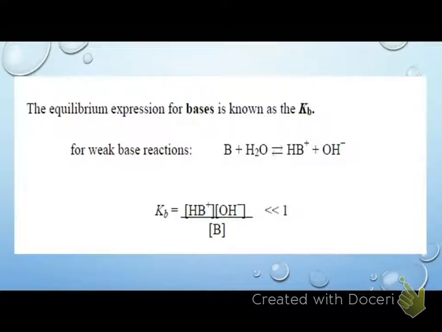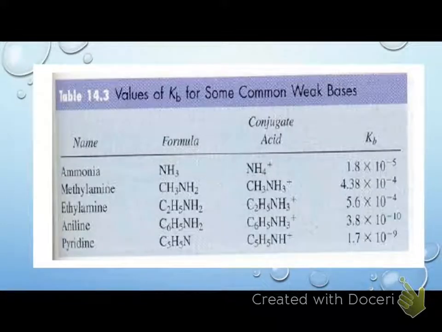The equilibrium expression for bases is known as Kb, the B for base. Here we have our weak base reacting with water to form a conjugate acid and a hydroxide. So our expression is going to be, leaving out the water, of course, the conjugate acid times the hydroxide over the weak base. And again, much, much less than 1, because just like with the acids, the reaction is favored towards the reactants. Here are some common values, and ammonia is the one that shows up, and its Kb value is 1.8 times 10 to the negative 5.